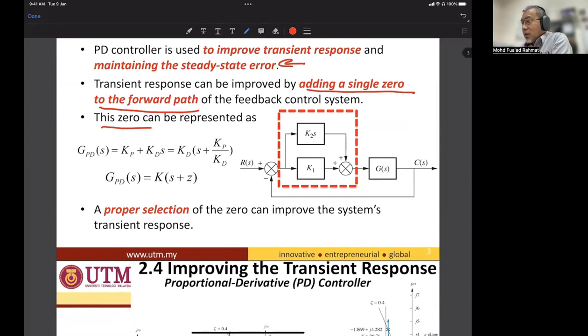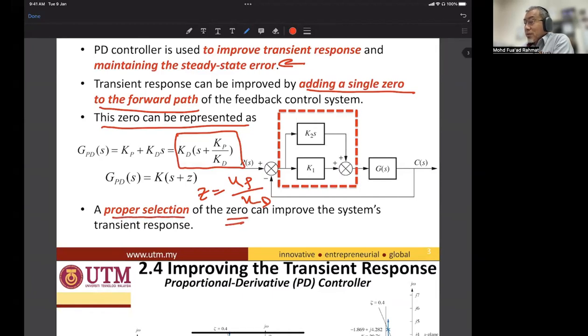This can be represented by this block diagram. K1 and K2 S are connected in parallel, and then we simplify, so it becomes KD multiplied by S plus KP over KD, where Z is equal to KP divided by KD. Then it is connected in series to G(s). So you must choose a proper zero value in order to improve the system transient response.